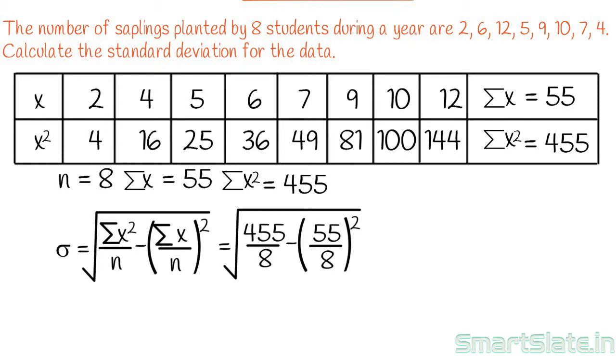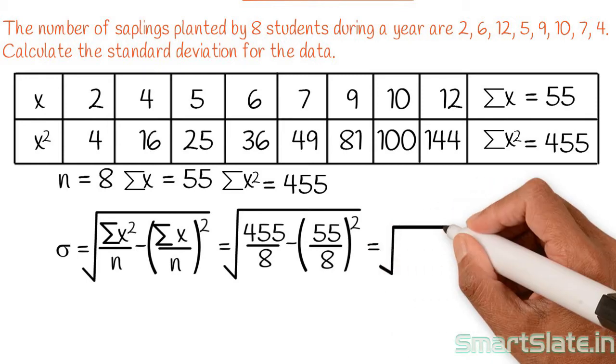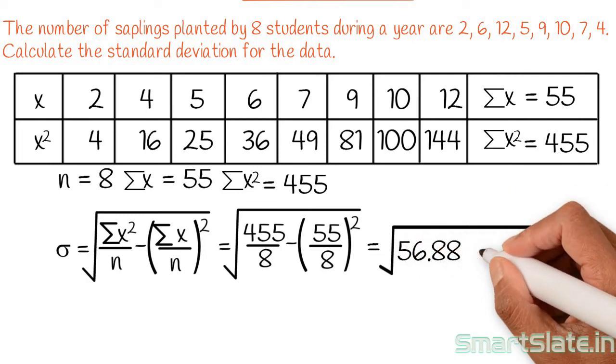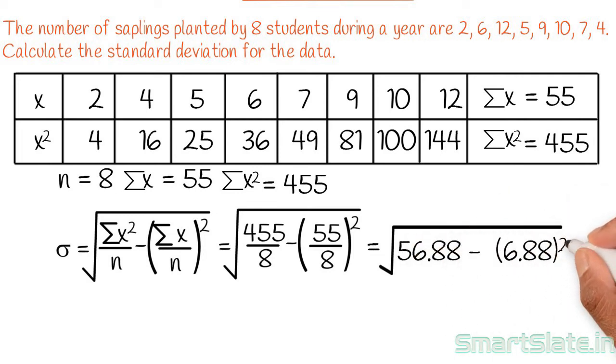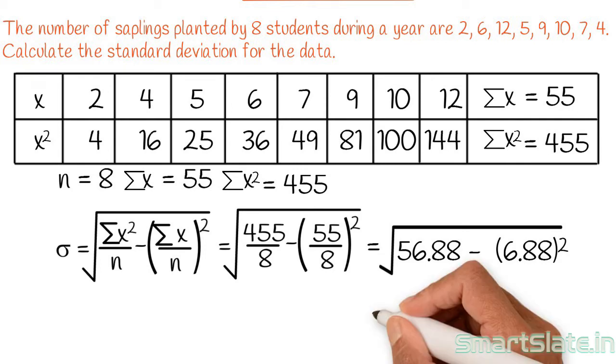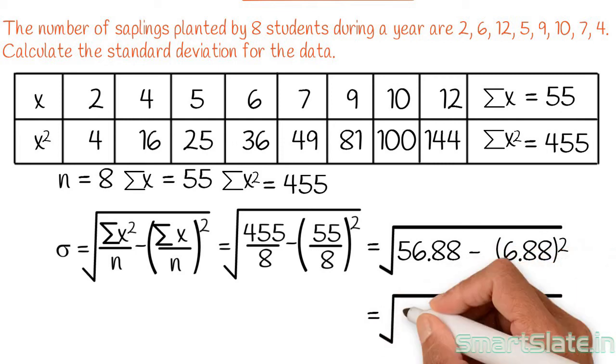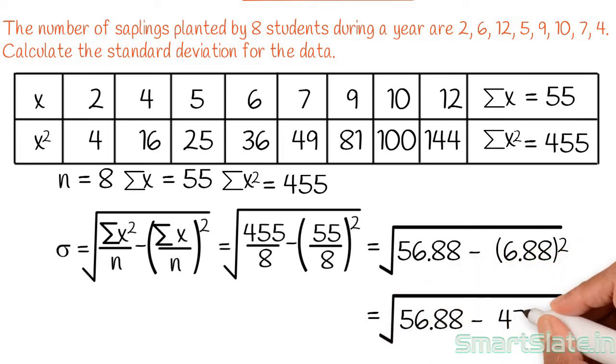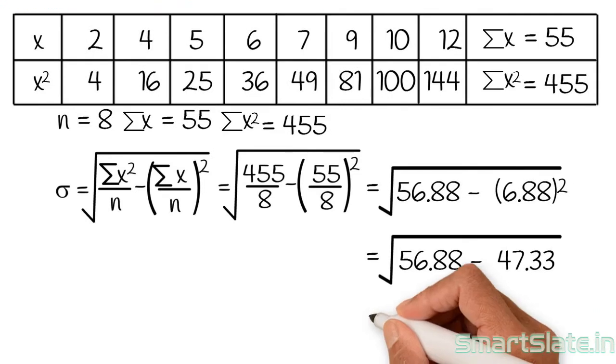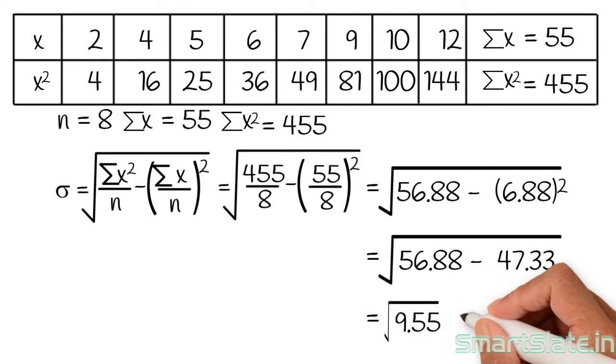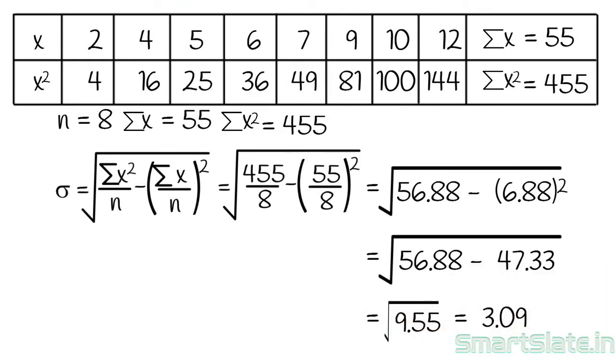55 by 8 is 6.88. 455 by 8 is 56.88. It is square root of 56.88 minus 6.88 square. 6.88 square is 47.33. So, square root of 56.88 minus 47.33 is square root of 9.55, which is 3.09.